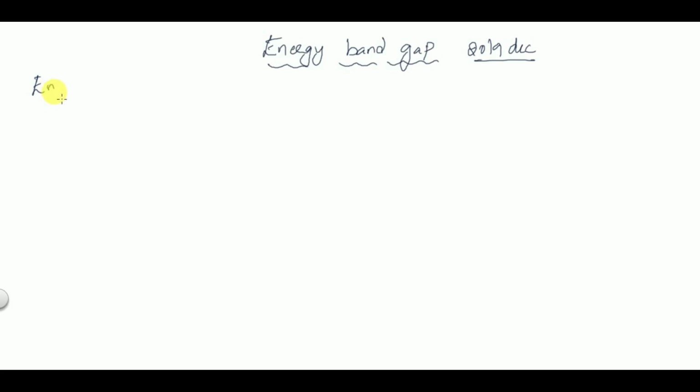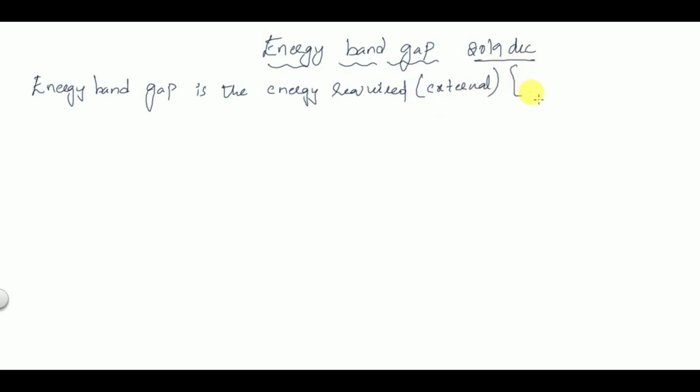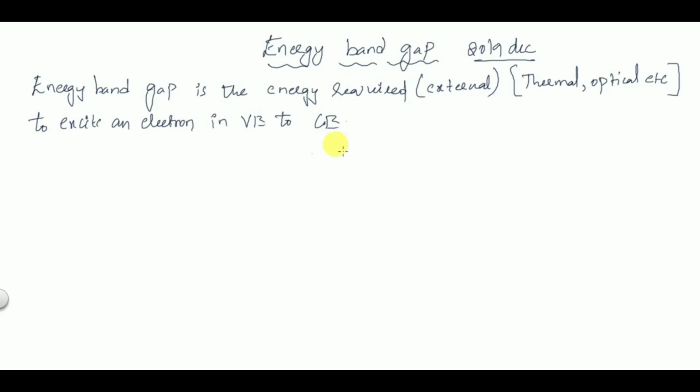So energy band gap is the energy required, that is external energy which we have to provide, in the form of thermal, that is heat by increasing the temperature, or optical, etc. Any type of external energy which we have to provide for a semiconductor to excite an electron in the valence band to the conduction band, that is, to make an electron free.